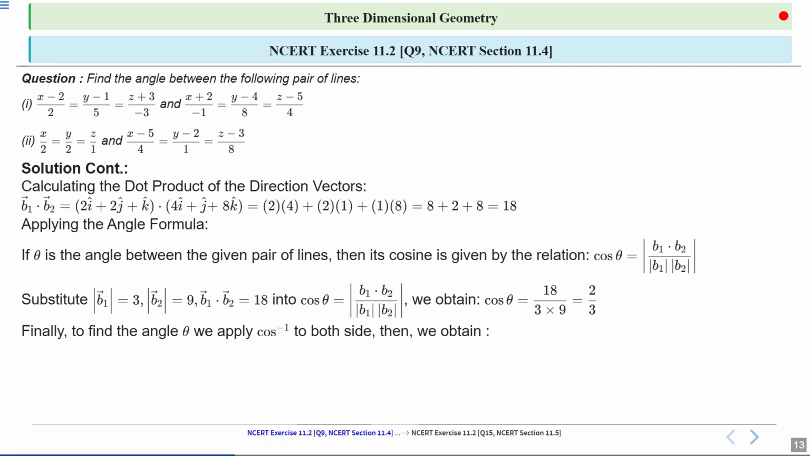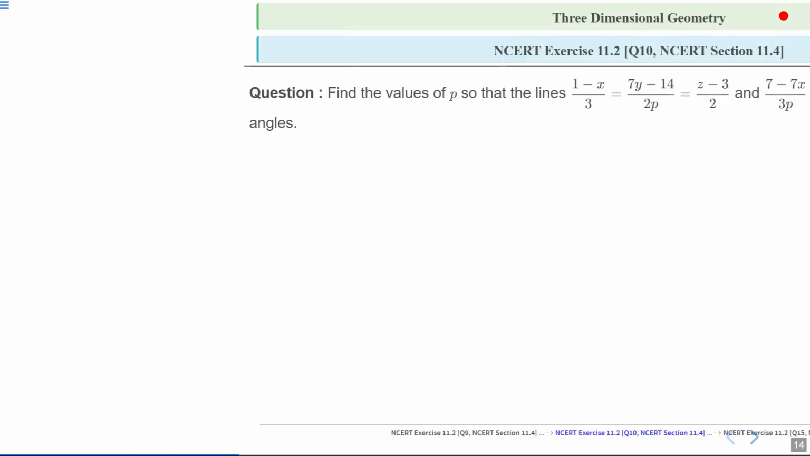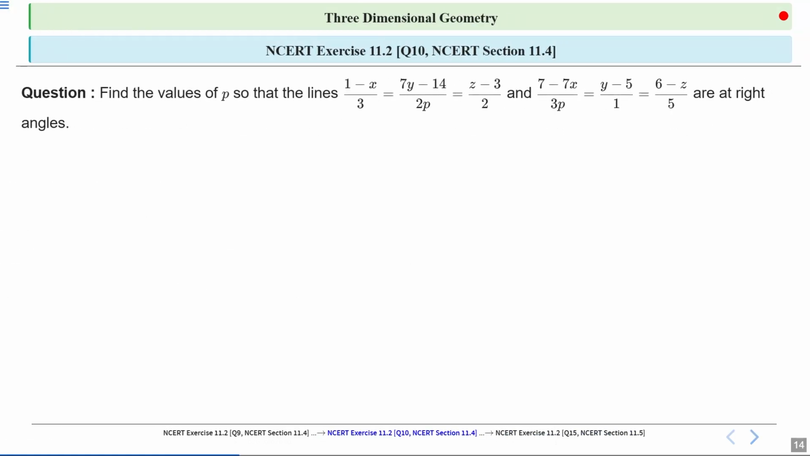So finally, to find the angle theta, we apply cos inverse to both the sides. Then we obtain theta is equal to cos inverse 2 by 3, right? Okay. Right. So let's move to the next question.